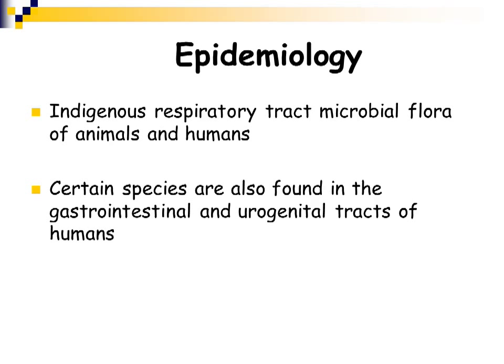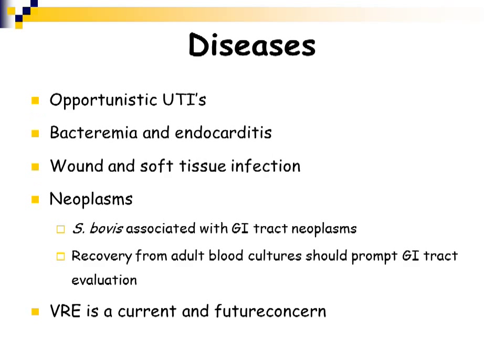The group D streps are normal flora of the respiratory tract of animals and humans, and some of these organisms are found in the gastrointestinal and urogenital tracts in humans. They can cause opportunistic urinary tract infections. They can lead to bacteremia, endocarditis. They can also cause wound and soft tissue infections.